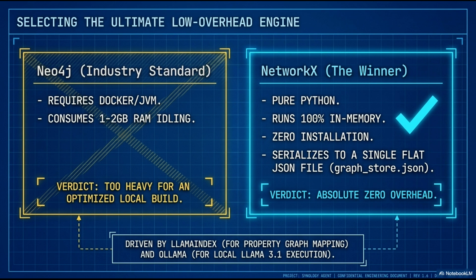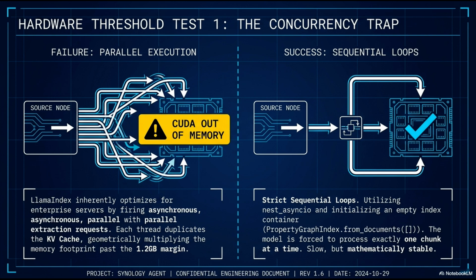Okay, so with the stack defined: Ollama on the GPU, LlamaIndex for the graph mapping, and NetworkX for the zero overhead storage, Vitally writes his very first ingestion script. He names it graphindexer.py. He points the script at his massive vault of 3,000 notes, hits enter, and the system immediately suffers a catastrophic CUDA out-of-memory crash. The NVIDIA driver just terminates the process. Yeah, we need to look at exactly what happened in the VRAM during that execution, because his static allocation was perfect. 6.8 gigabytes utilized, 1.2 gigabytes free.